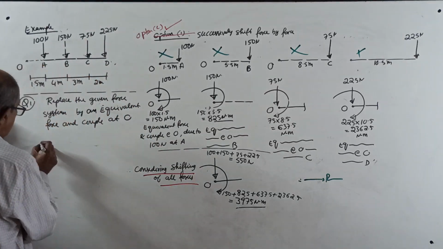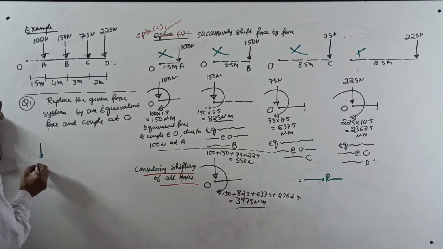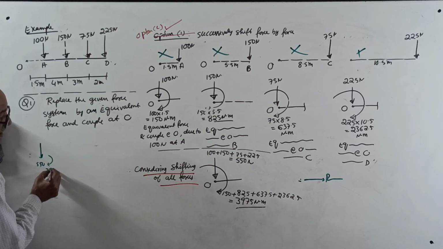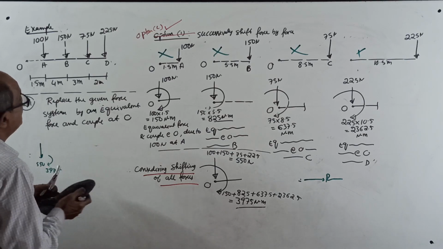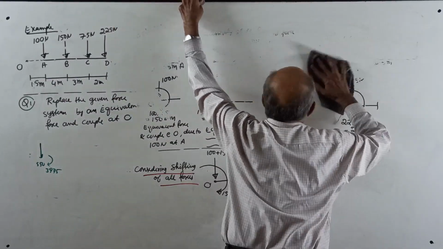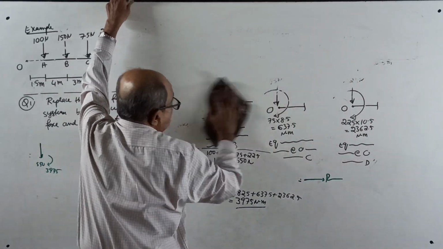So remember the answer finally. What you got? A downward force of 550 and a clockwise couple to the point O of 3975. Okay, sufficient.